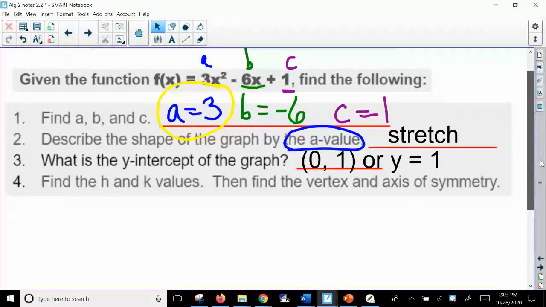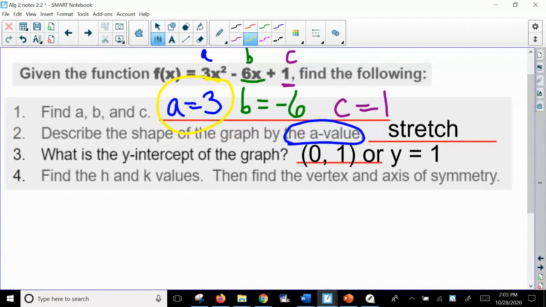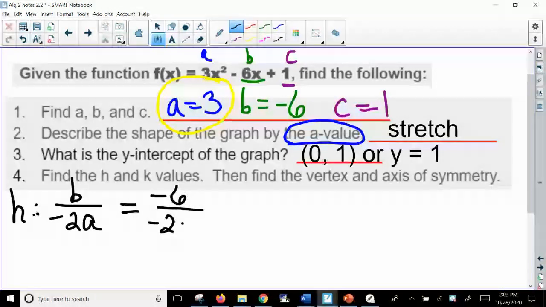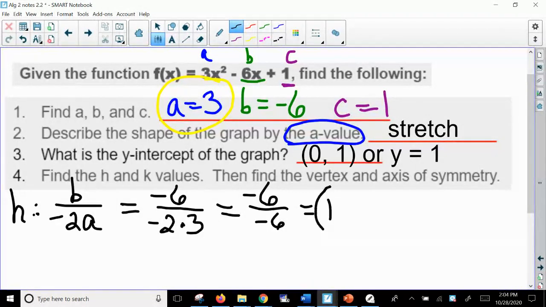How about H and K? So let's start with H. Remember, to find H, you're going to do B divided by negative 2 times A. All right? So our B is negative 6. That goes on top. Negative 2 on the bottom. Our A is 3. And we're going to do the math. So the top is negative 6. And the bottom is negative 2 times 3, which is also negative 6. And negative 6 over negative 6 is 1. So far, we know that H is 1.